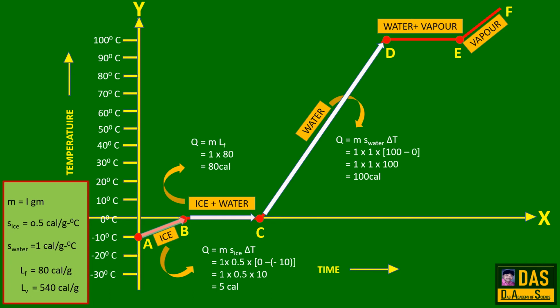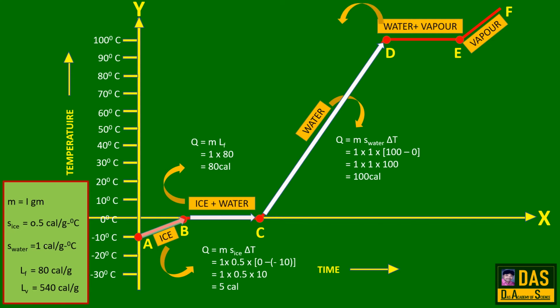By substituting m, s water and delta T values in the formula, we get 1 into 1 into 100, that is 100 calories. That is, the amount of heat energy required to convert 1 gram of water at 0 degrees Celsius to 1 gram of water at 100 degrees Celsius is 100 calories.